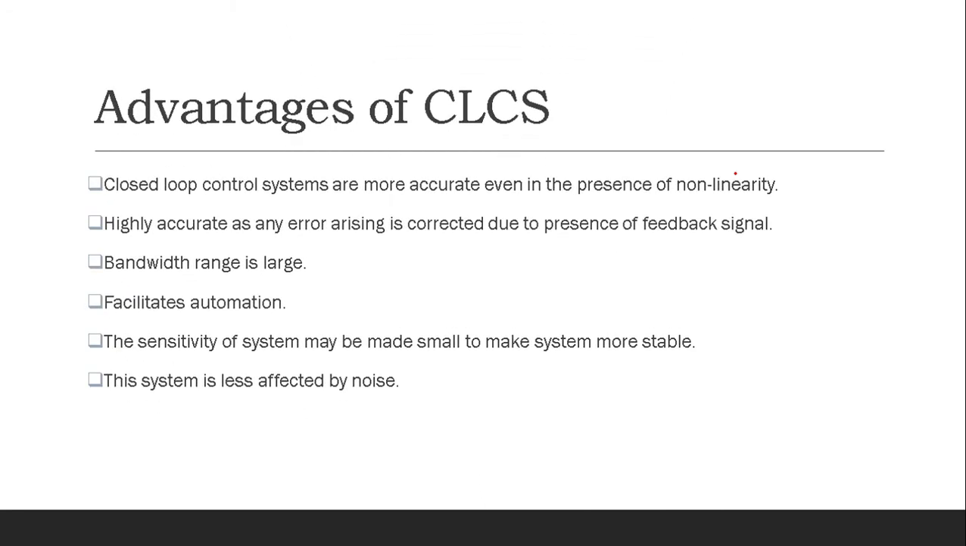So let us discuss some of the advantages of closed loop control systems. Very obviously, closed loop control systems are more accurate even in the presence of non-linearity, whereas an open loop control system is less accurate. They are highly accurate, as any error arising is corrected due to the presence of a feedback signal that is not present in an open loop control system.